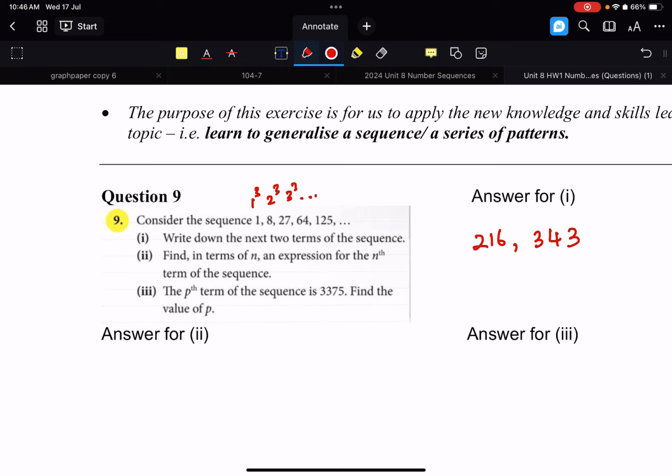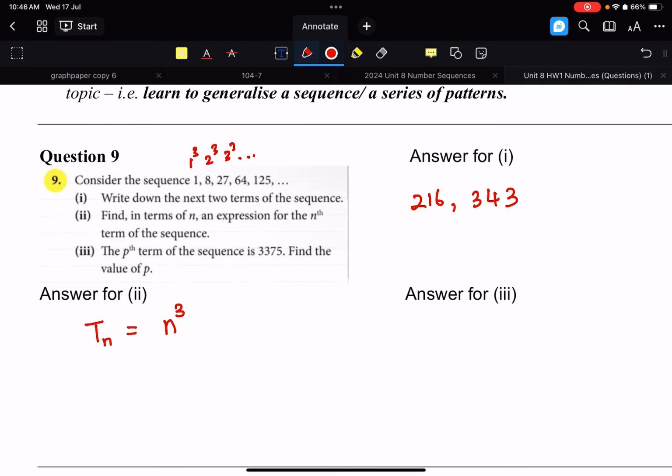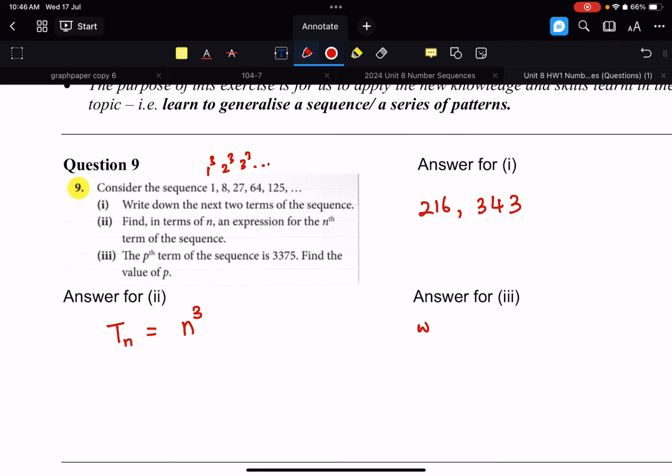Now they want us to find the nth term, Tn. This is actually n to the power of 3. Next they tell us that the pth term is 3375. So what happens when n equals p? p to the power of 3 equals 3375. So p equals the cube root of 3375, which gives us 15. So that's the solution for the first question.